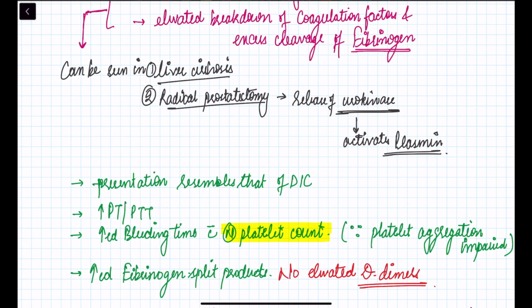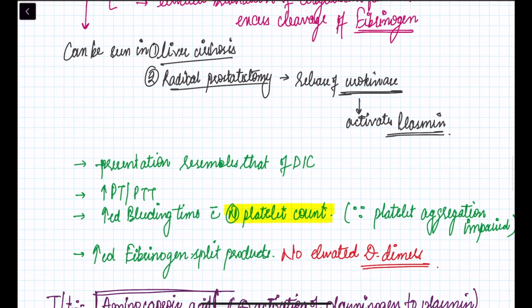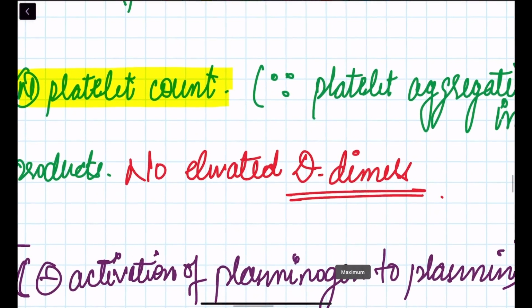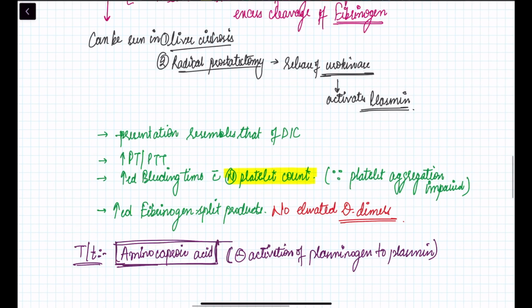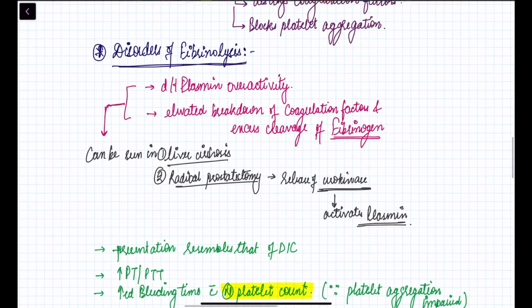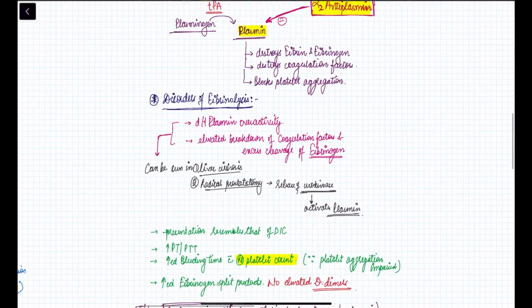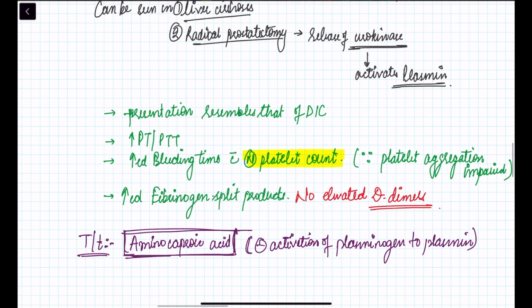The presentation will resemble that of DIC except for D-dimer. So we have it in red here, no elevation of D-dimers. So rest apart from that, everything remains the same because we consume coagulation factors with the breakdown. So we'll have increased PT and PTT. We'll have increased bleeding time with normal platelet count.